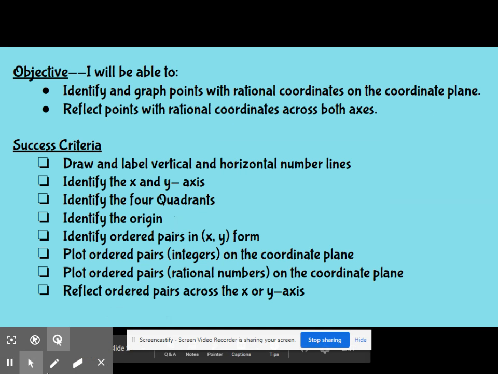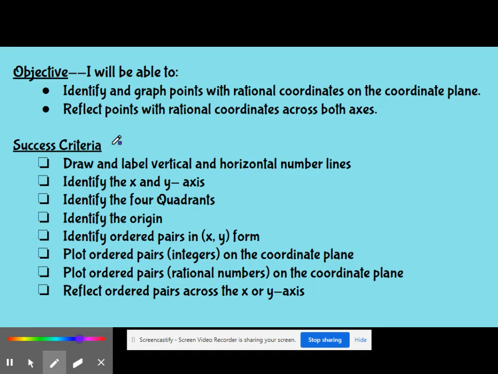So here's our specific to-do list. We want to be able to do these two things at the top: identify and graph points with rational coordinates on the coordinate plane. And we also want to reflect points across both axes. Now, in order to be able to meet these two objectives, you have to break it down and be able to do these little things.